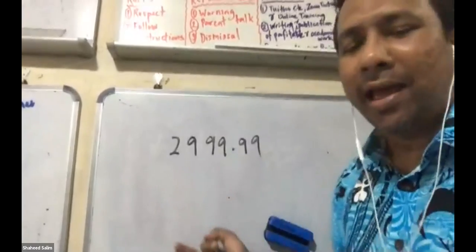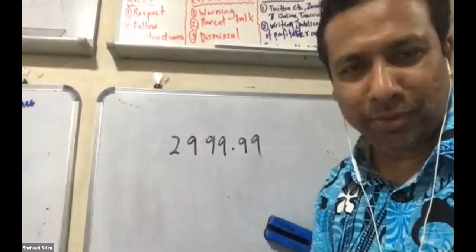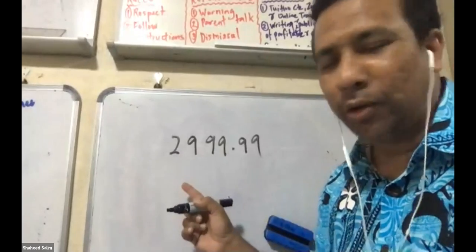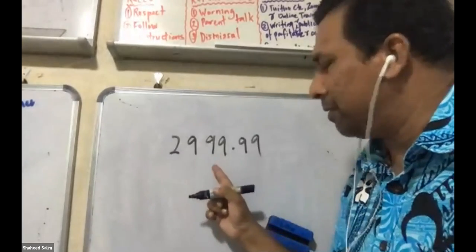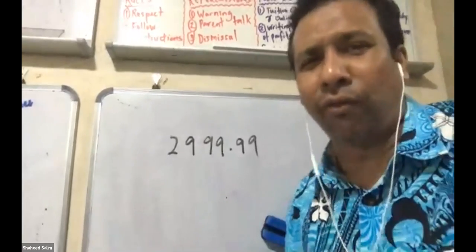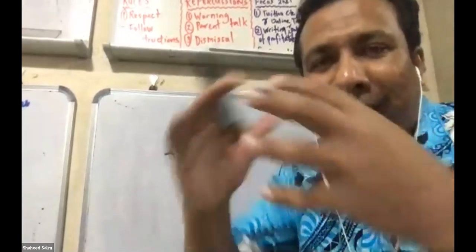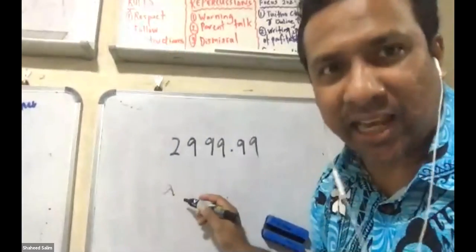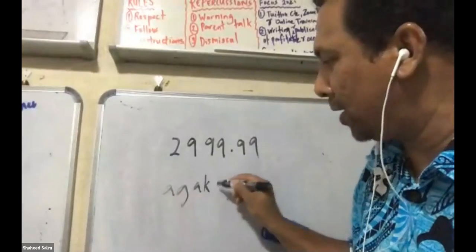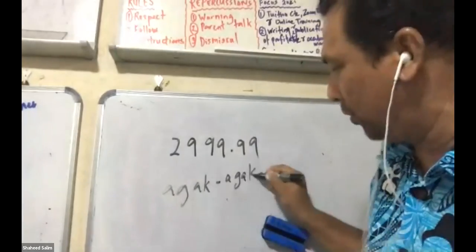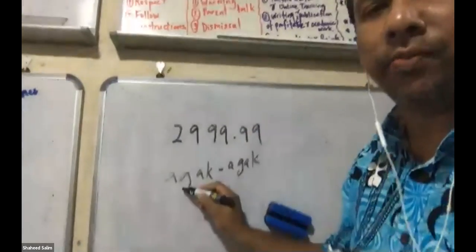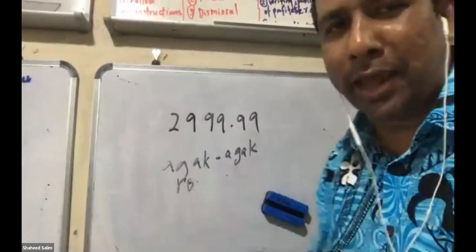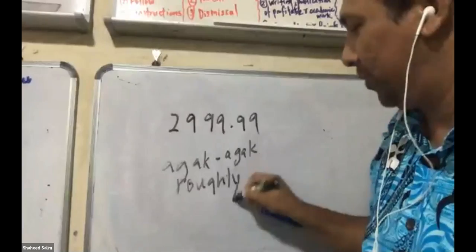So now I ask Amara, how much money do you have in your bank account? You're going to tell me 2,999 and 99 cents. I say, look, round off. Round off means to give an agak-agak number. You know what's agak-agak? You all are Malays, right? Some of you? Agak-agak means what in English? Guess. Roughly, it means roughly.